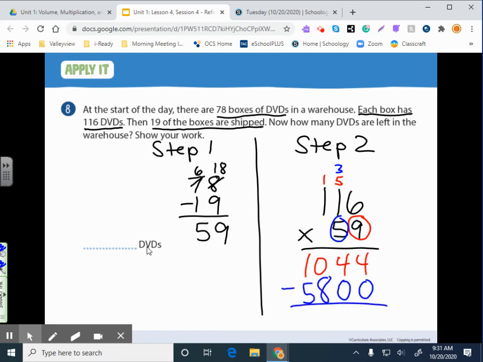Let's add them all up. 4, 4, 8, and 6. So 6,844 DVDs. Who even uses DVDs anymore? Just go ahead and stream off your computer or your phone.